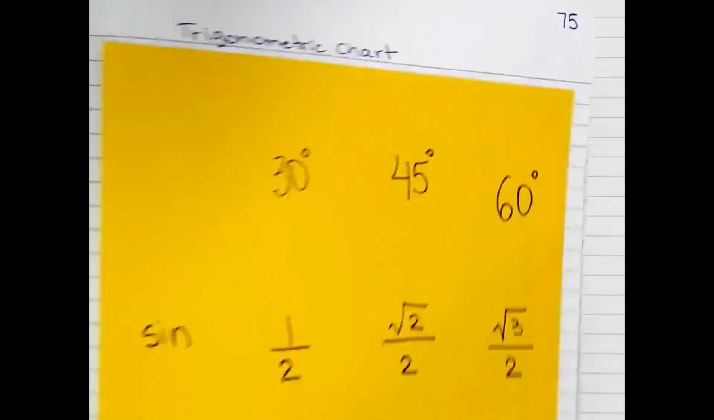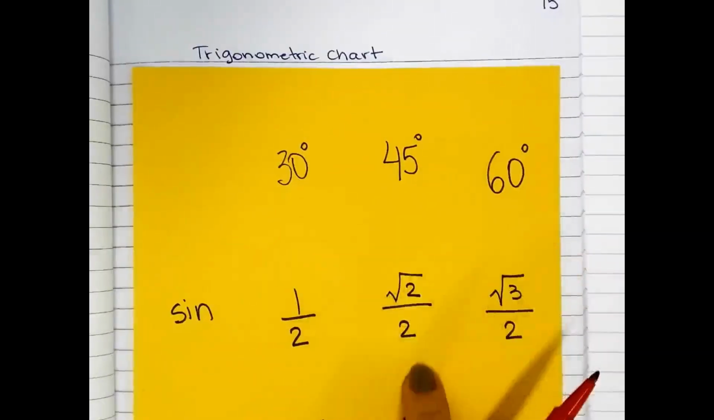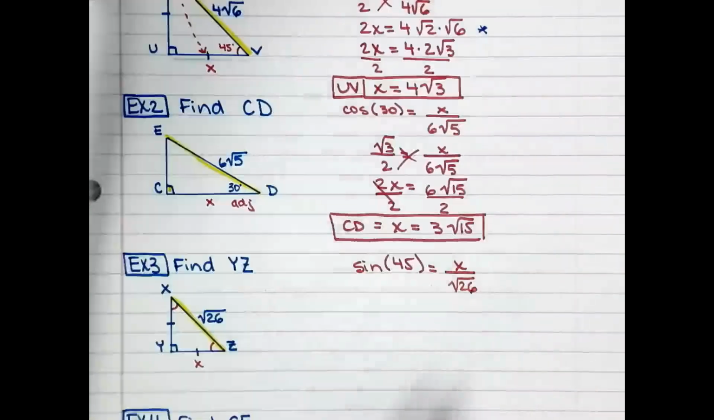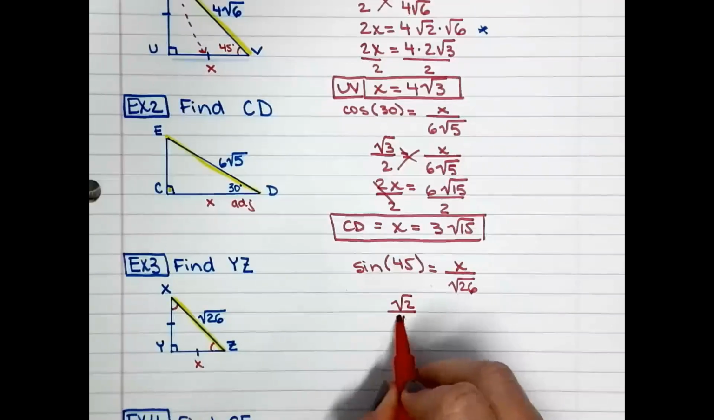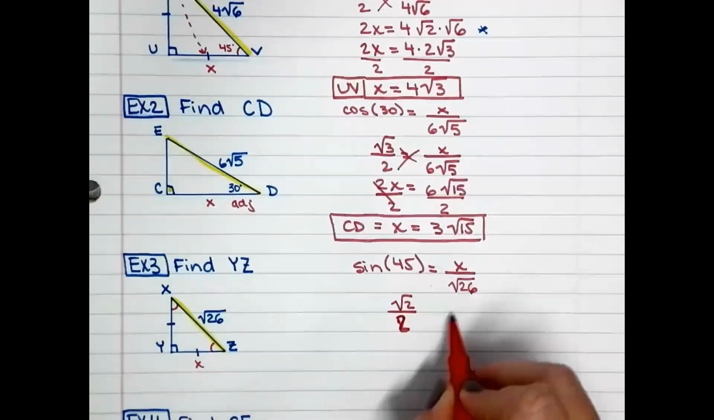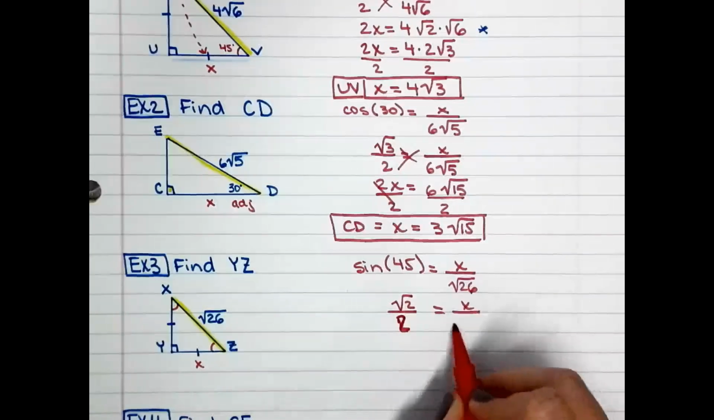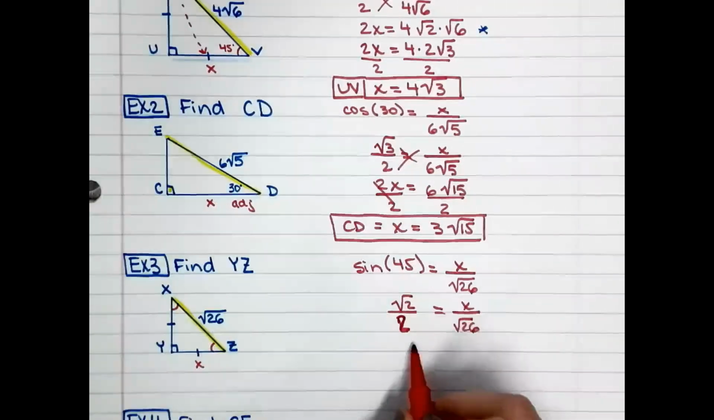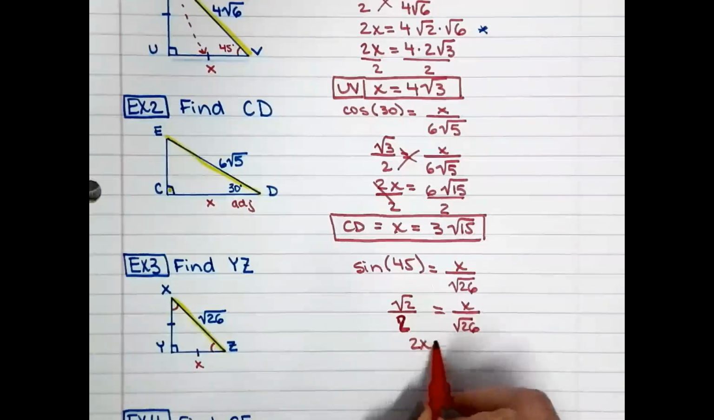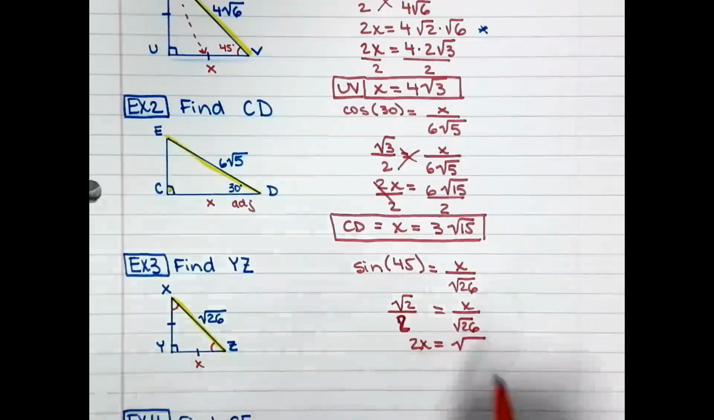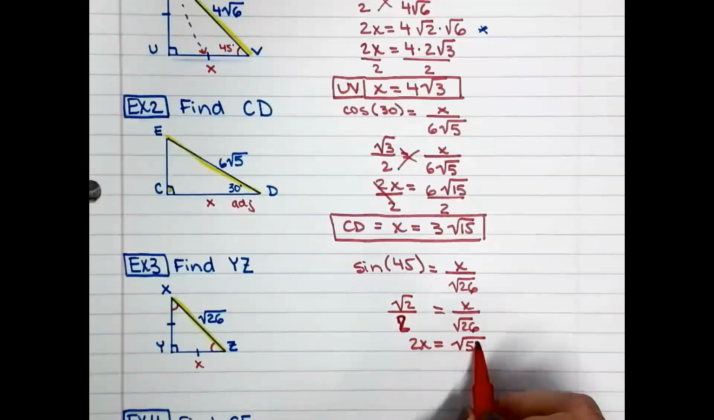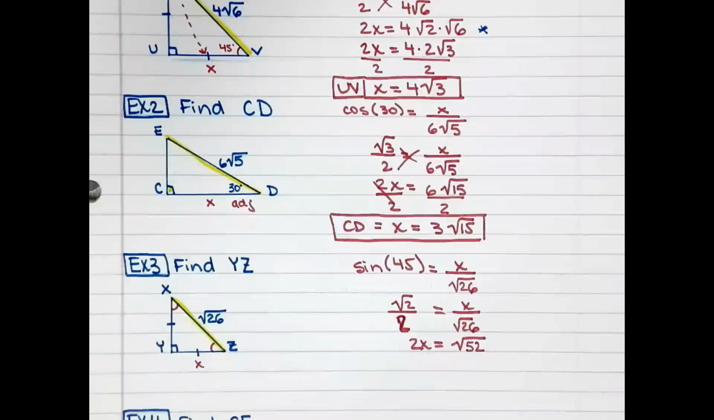Sine of 45, right there, square root of 2 over 2, equals x over square root of 26. Now, when you cross multiply, you end up with square root of 52, because 2 times 26 is 52.